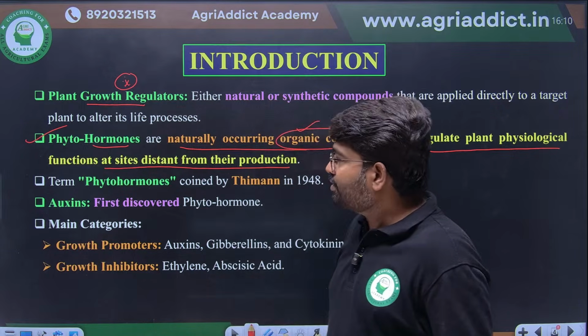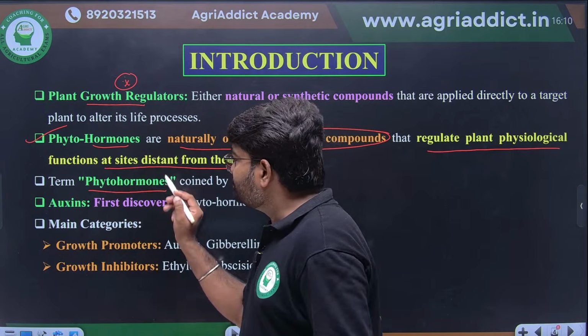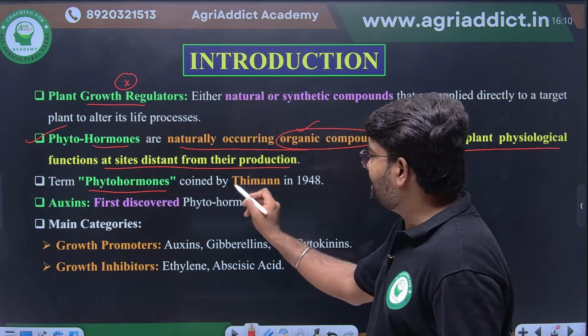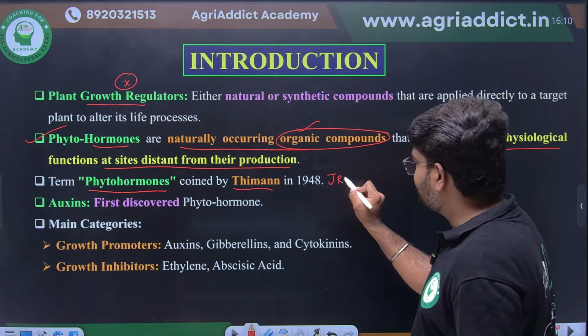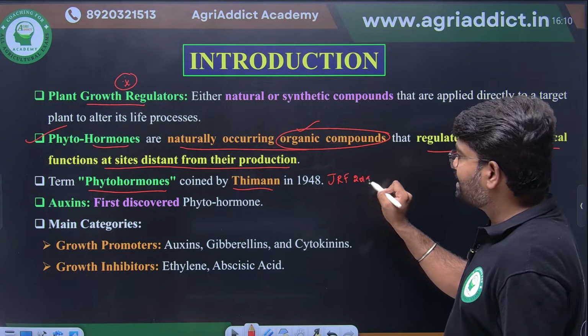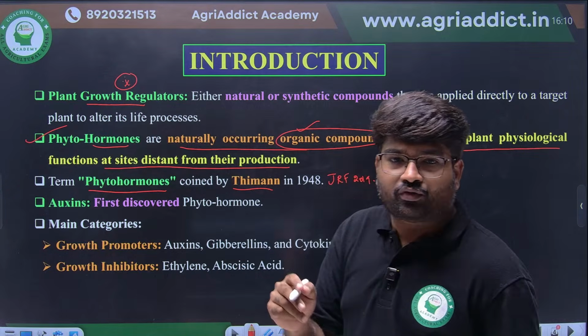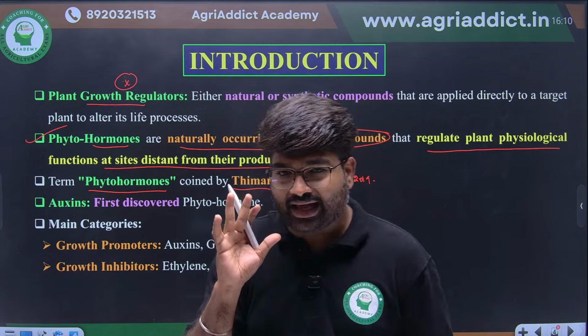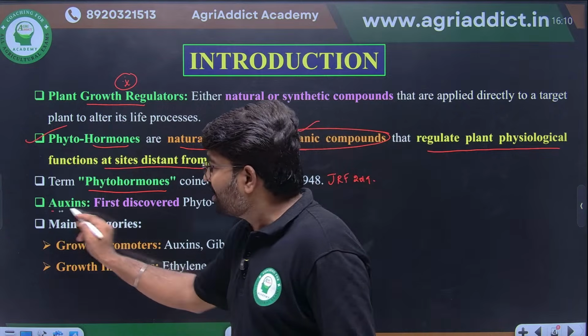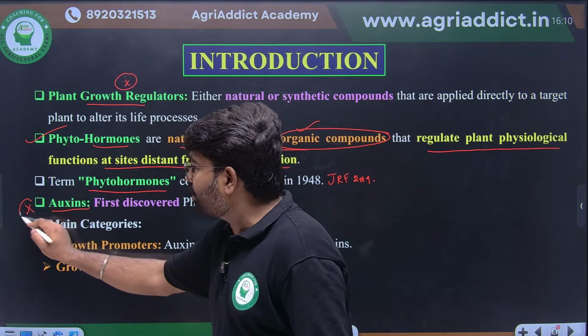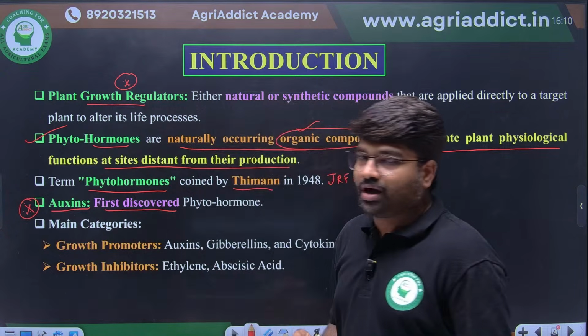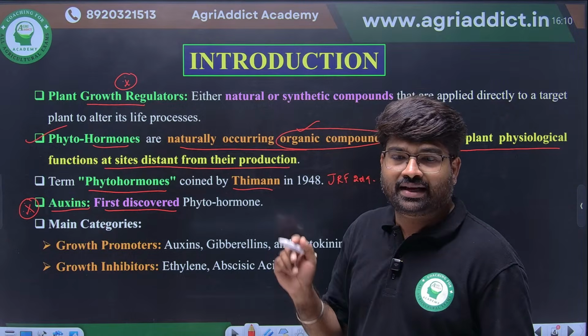Another most important thing: the term phytohormone was given by Thimann. This is a JRF question, asked in JRF 2019. And another important point: auxin is the first plant hormone, or first phytohormone, discovered.